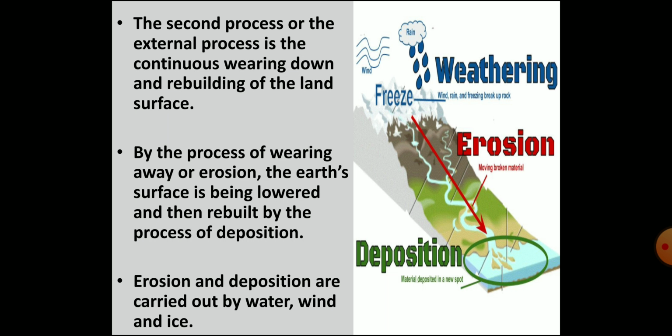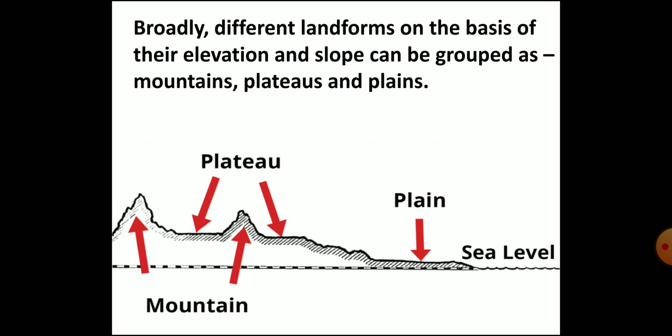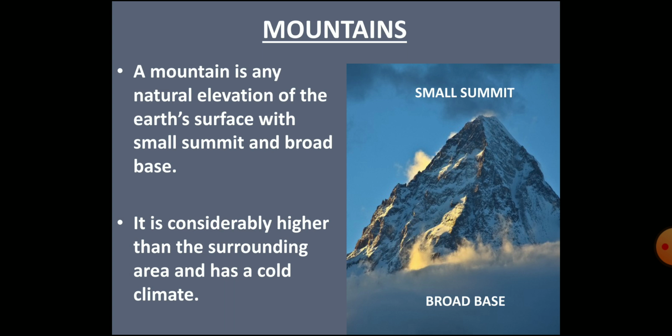These two processes, that is the process of erosion and the process of deposition, are carried out by running water, wind and ice. For example, rain, wind and the running water of rivers erode the mountains and the highlands, and then the eroded particles are carried and deposited further down to form plains. Thus, through the internal and external processes, various landforms are formed. These landforms, on the basis of their elevation, means height, and slope, can be grouped or classified as mountains, plateaus and plains. So children, let's learn about these three landforms one by one.